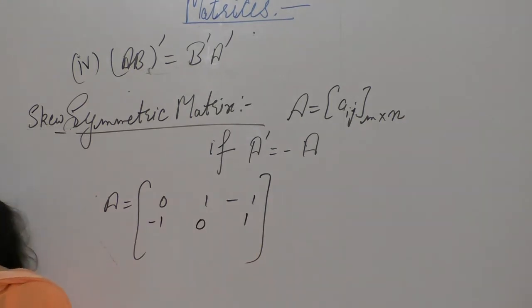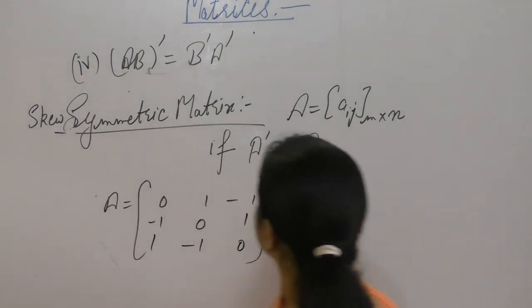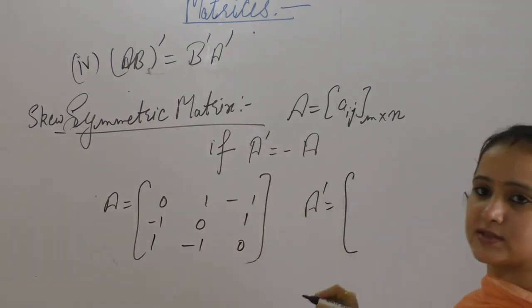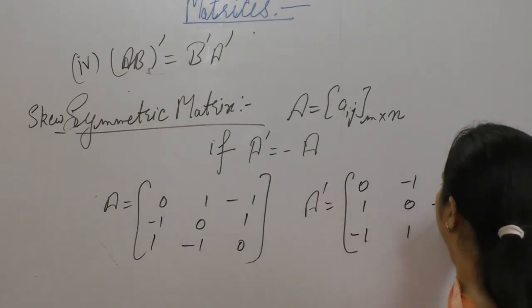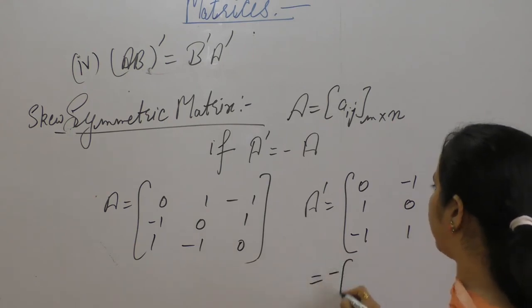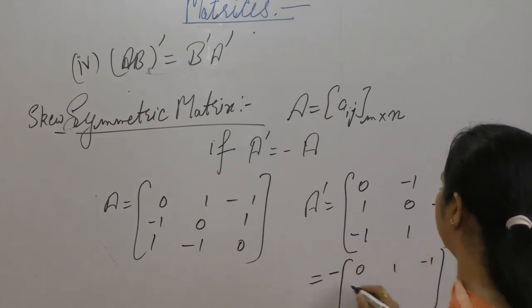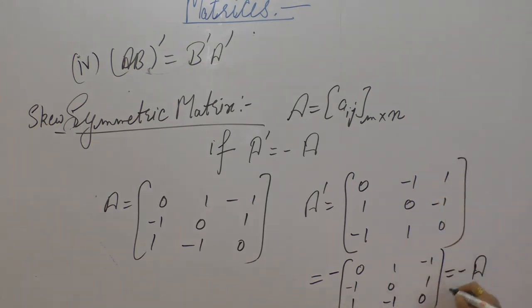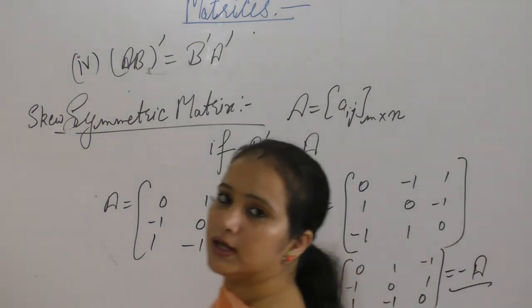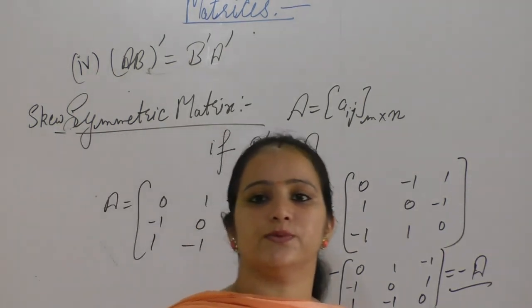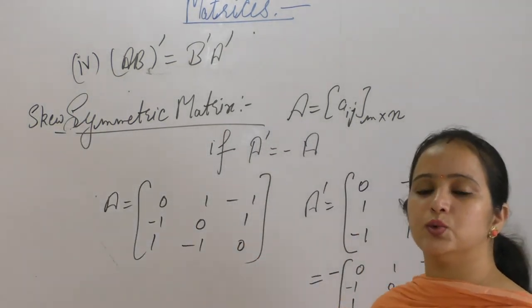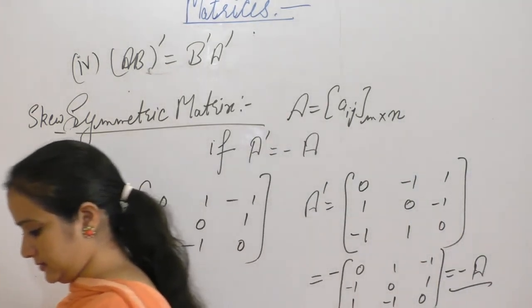Let A be [0, 1, minus 1; minus 1, 0, 1; 1, minus 1, 0]. Now take the transpose of this matrix. Taking the negative common, it gives [0, 1, minus 1; minus 1, 0, 1; 1, minus 1, 0]. So that is equal to negative of A. So matrix A is said to be skew symmetric if the transpose of that matrix is equal to the negative of that matrix.